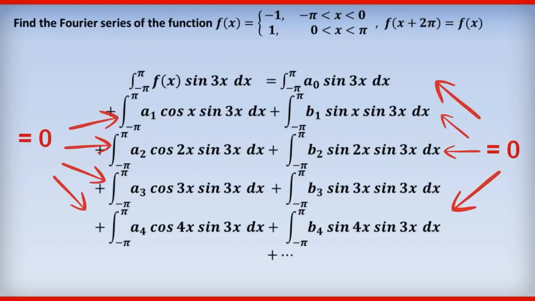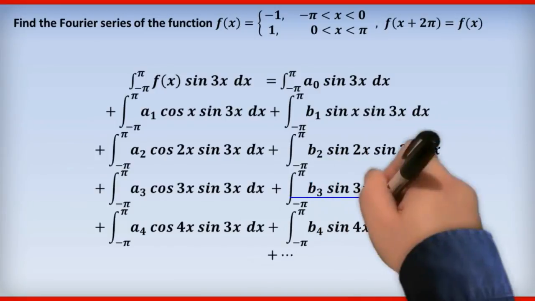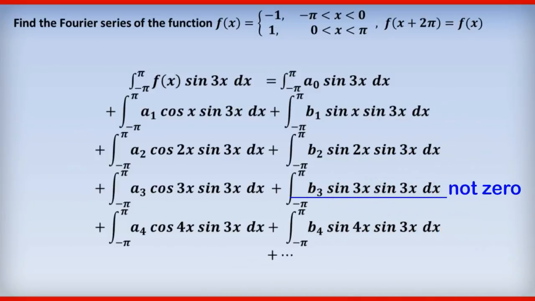What this means when we go back to trying to work out the value of b3 is that all the terms on the right hand side are equal to 0, with the single exception of the expression with b3 sin 3x sin 3x.